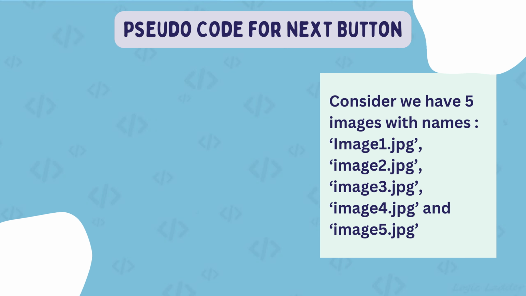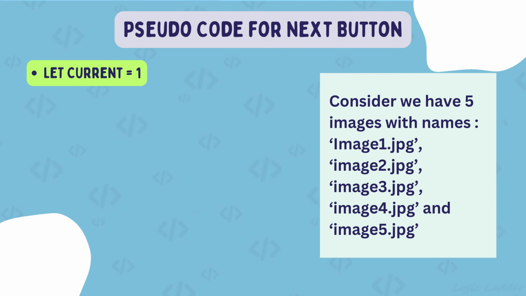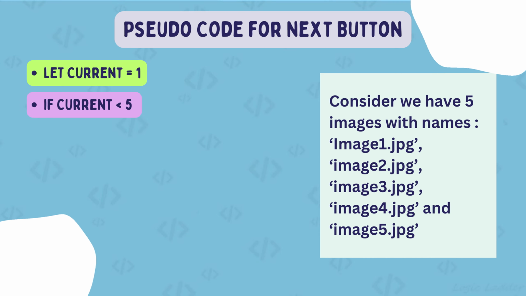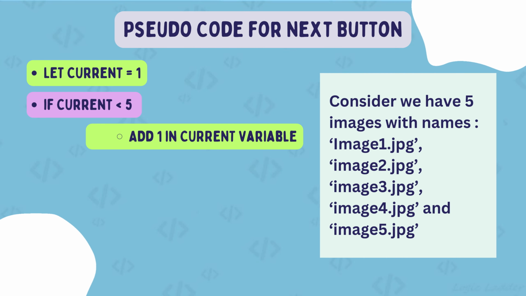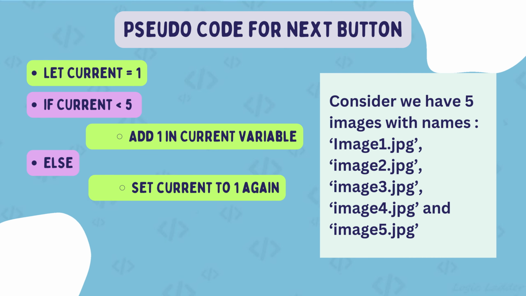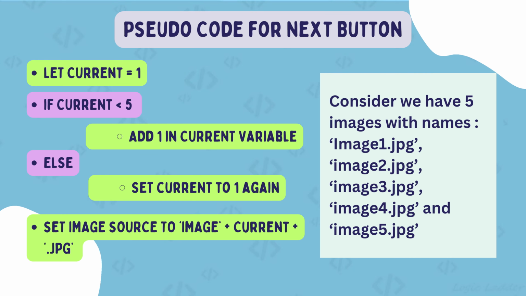Consider we have 5 images, and for this task, we will save their names same with numbers 1 to 5. Let's see how we will write the code in simple terms. We will first set our current variable to 1 considering that first image is visible, and also set the slider source to image 1. We will then check, if the current variable is less than 5, we will add 1 in current variable. Else if current is 5, we will set the current variable to 1 again. We will then set the slider image source to name plus current variable.